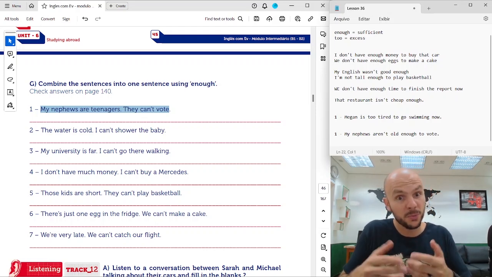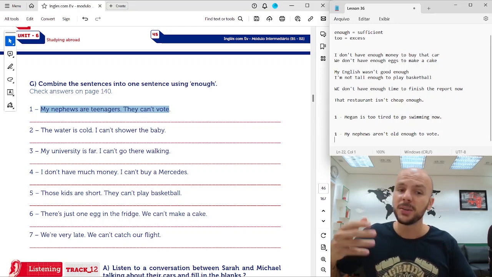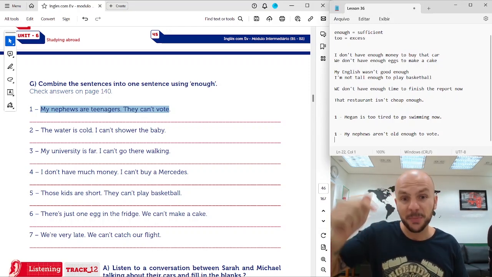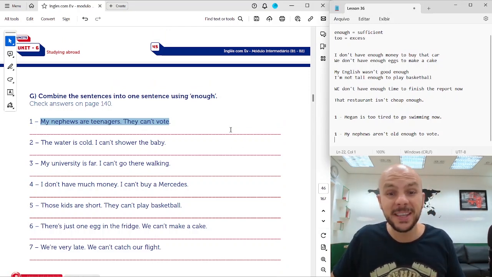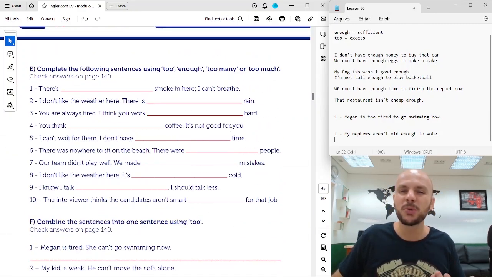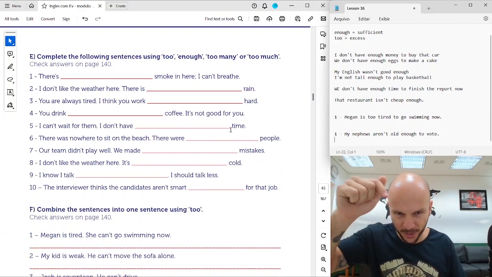Não são velhos o bastante, o suficiente to vote. Okay? So yeah, press pause now. Do these 3 exercises and then we'll correct them together later. Okay? So press pause now and do it.